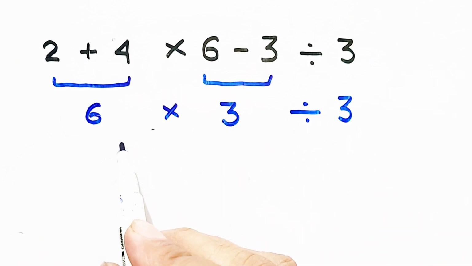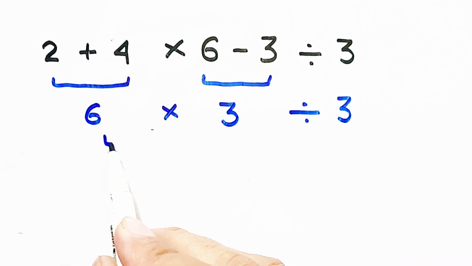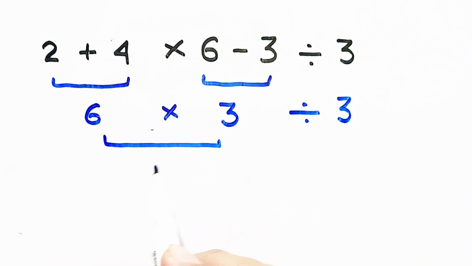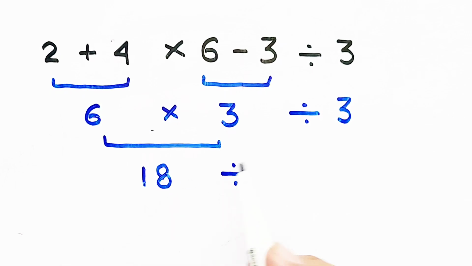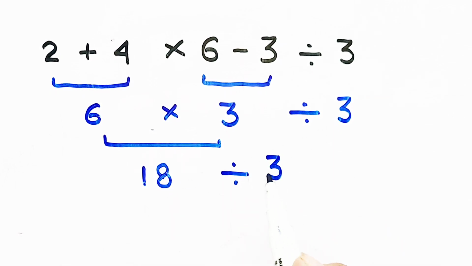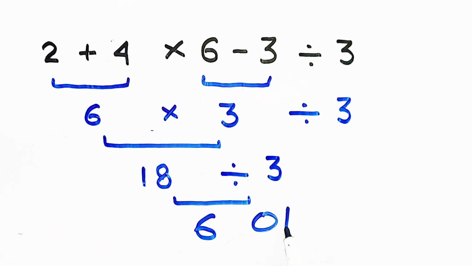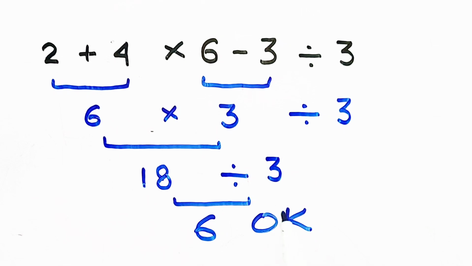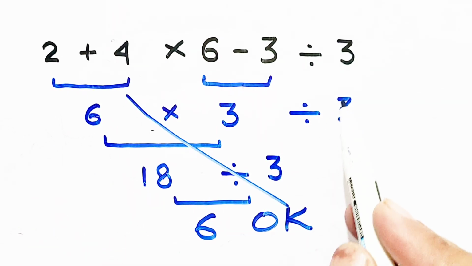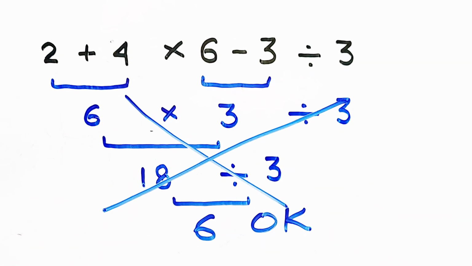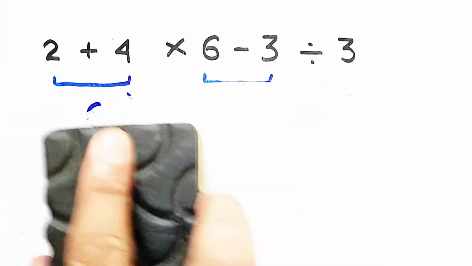Now 6 times 3 gives us 18, divided by 3 as it is. So after simplification, we will get 6, which is our answer. Is it okay? Obviously, it is not okay. So all this solution is incorrect.